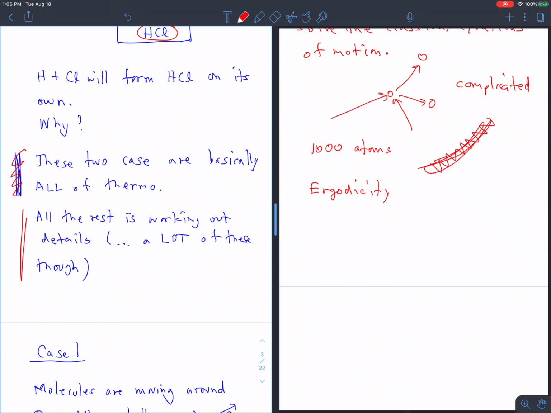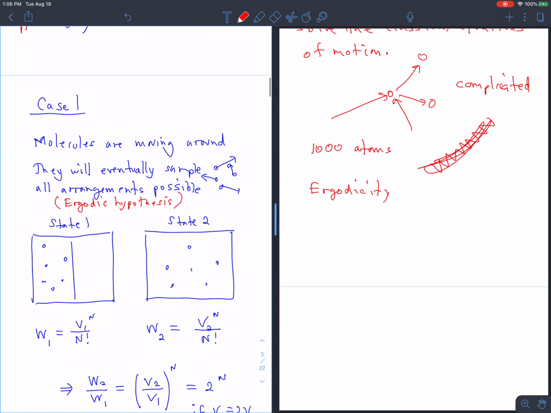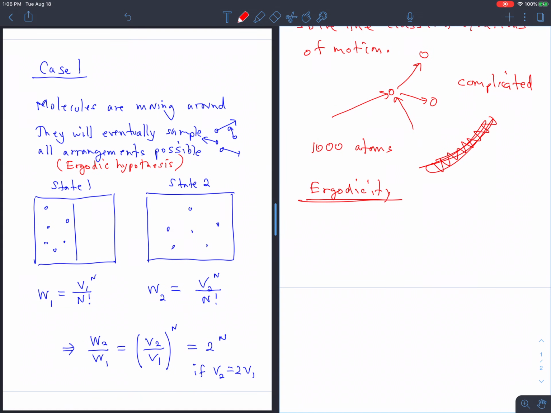All the rest of the semester can be understood as a very detailed and long process of working out the details that are already implied by the answers to the two cases that we're looking at above. All right, let's look at case one first. We're going to assume something called the ergodic hypothesis. I already used the word ergodicity earlier.